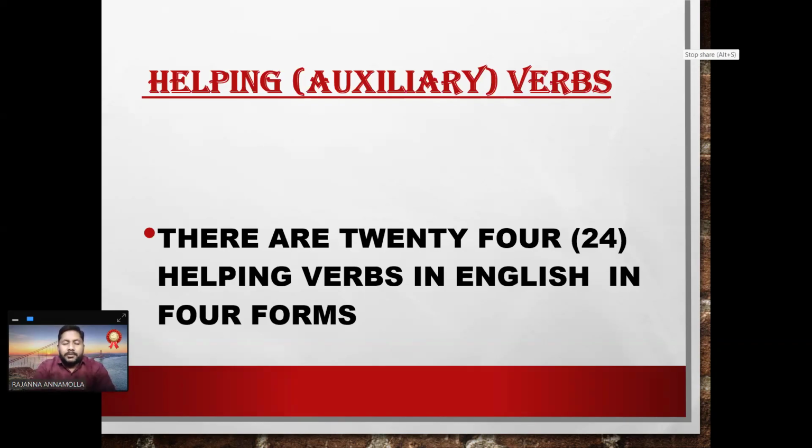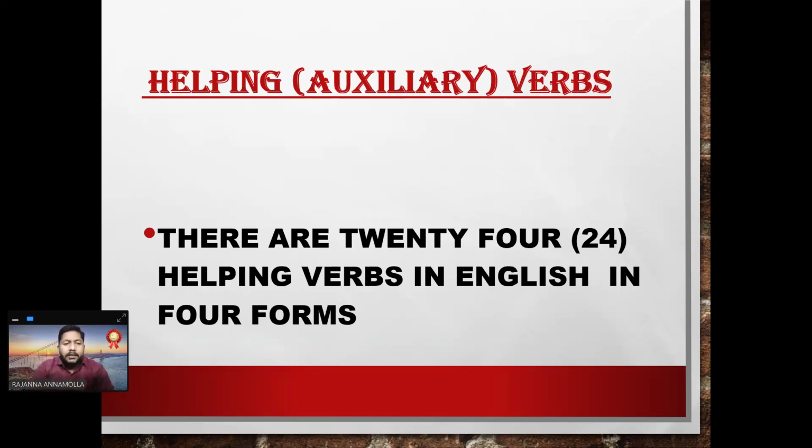Today I am going to discuss a grammar topic, that is helping verbs. Friends, do you know how many helping verbs there are in English? There are 24 helping verbs in English. These helping verbs can also be called auxiliary verbs. These 24 helping verbs exist in four forms. Now let us see what the four forms are: be forms, do forms, have forms, and modal forms.